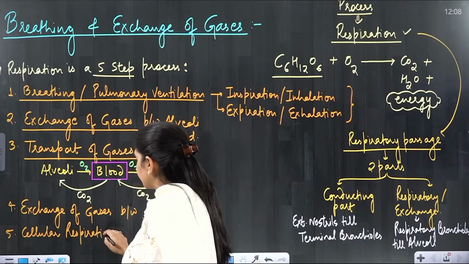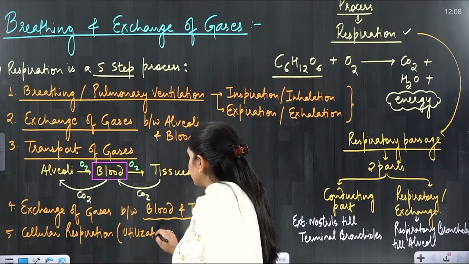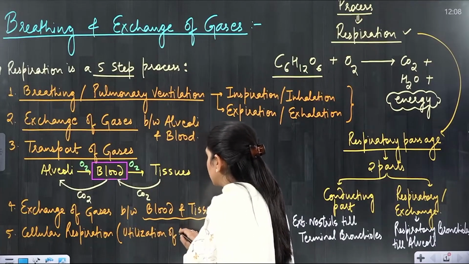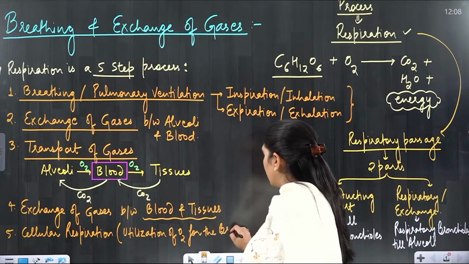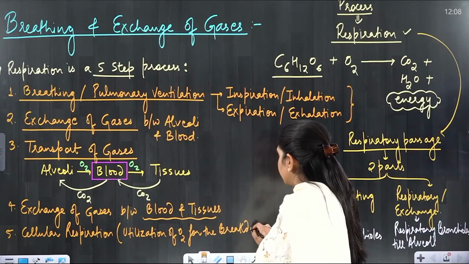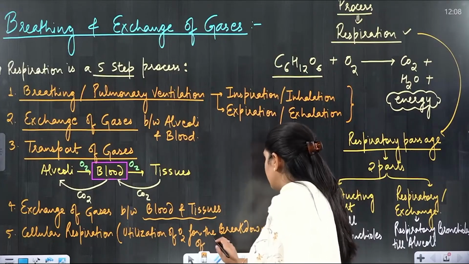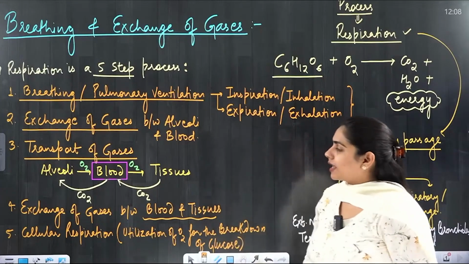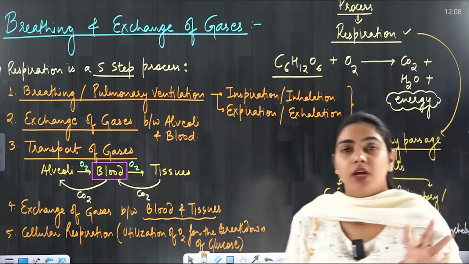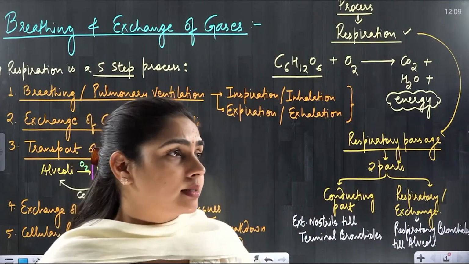Cellular respiration means utilization of oxygen for the breakdown of glucose to get energy. So are you people understanding the five steps, everyone? If you are not understanding any of the steps, please tell me in the comments.